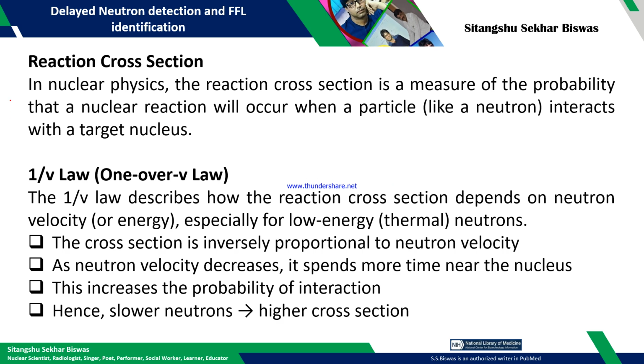Another important thing in nuclear fission is the reaction cross section. In nuclear physics, the reaction cross section is basically the measure of the probability that a nuclear reaction will occur when a particle like a neutron interacts with a target fissile nucleus. In this aspect, for delayed neutron detection, you should remember that it is a slow neutron.